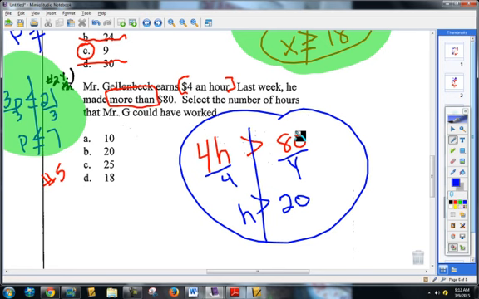Now, I see some people use proportions, which is fine. I don't really care. You could have gone in here and plugged them in. Well, if he worked 10 hours, he would have only made $40. So that's out. If he worked 20 hours, then that would be $80. Well, that's out. If he worked 25 hours, he would have made $100. Would that work? Hold on. And then D, 4 times 18 is 72. That's not more than $80, so D would be eliminated. So it's letter C.